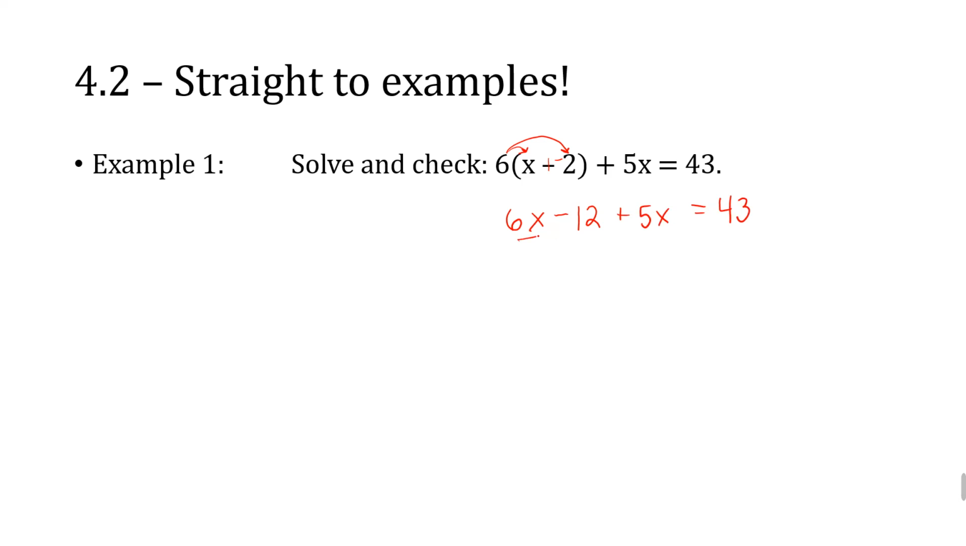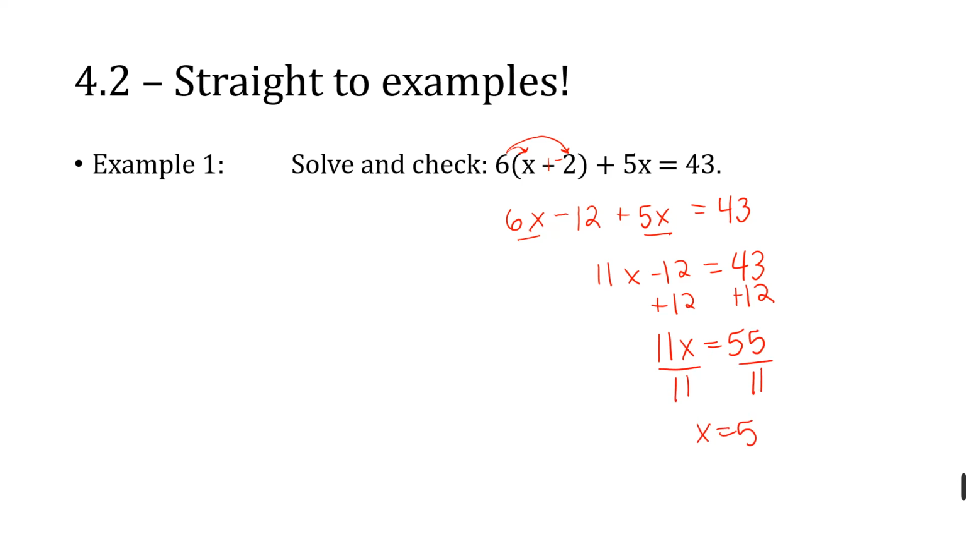6x plus 5x, those are our like terms on the left-hand side. We combine them to get 11x. And then we have minus 12 equals 43. So I need to get rid of the 12, add 12 to both sides. 11x equals 55. Divide both sides by 11, and I get x is equal to 5. So if I'm going too quickly, make sure you pause the video and look back over my work or rewind and listen to it again.